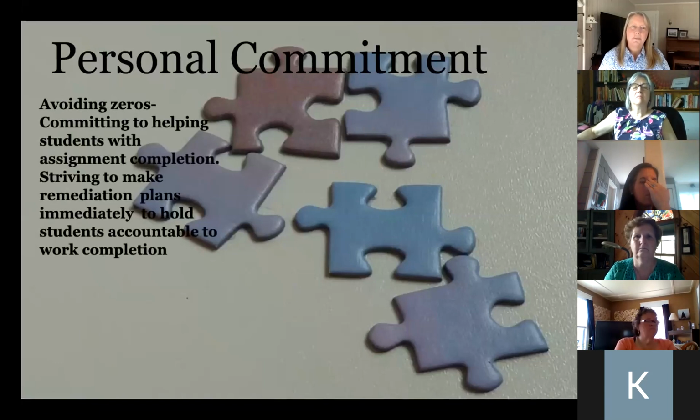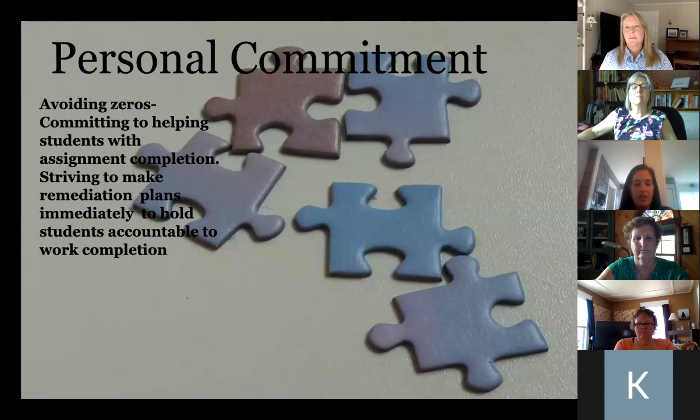Pillar One people from middle school are just going to pop on and talk about their personal commitment. What are they going to work on this year? Hi, I'm Michelle DeBlois, and my personal commitment is to avoid zeros, to help students actually complete assignments rather than just say, I'll take a zero. So I'm going to strive to make remediation plans immediately to hold students accountable for work completion.